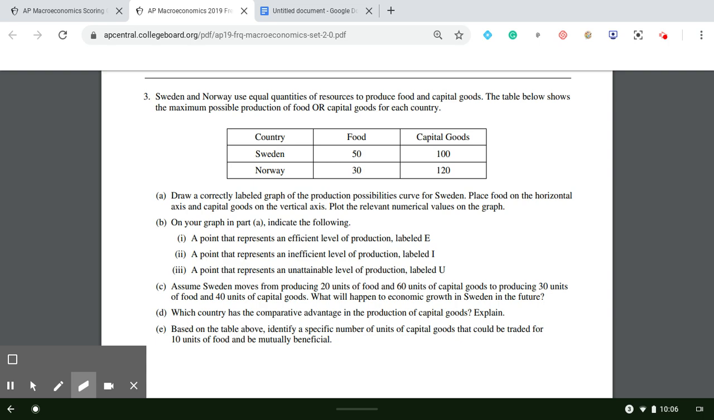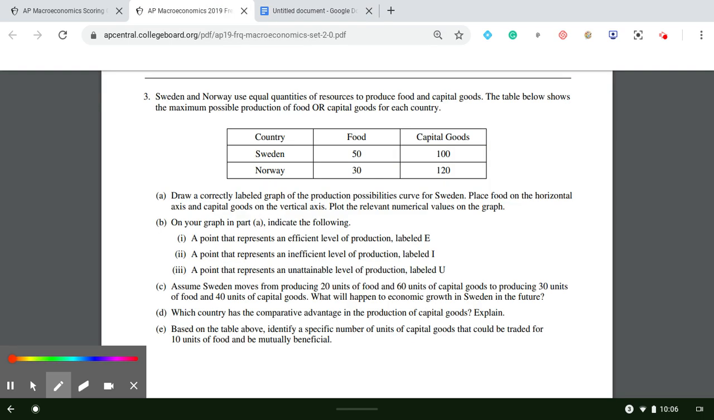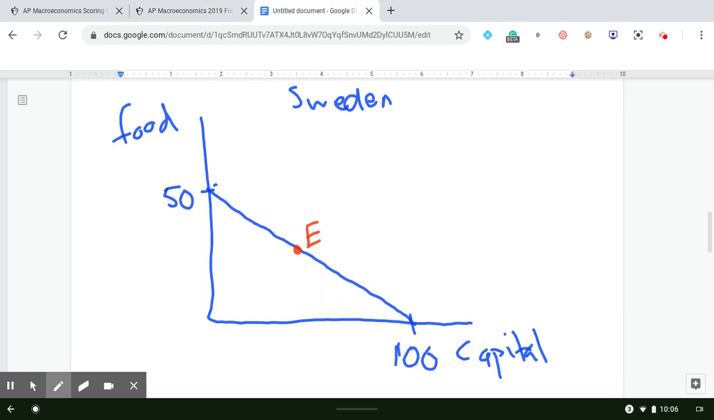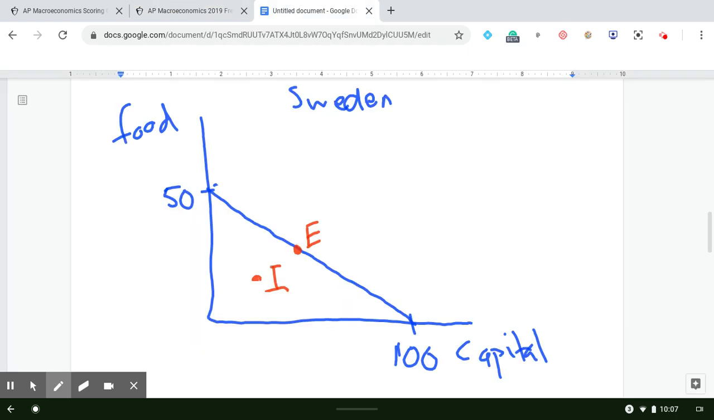Okay. On your graph in part A, indicate the following: a point that represents the efficient level of production, E. Efficient means that we're along the curve. We're fully utilizing our resources. Inefficient, we're not fully utilizing our resources, so we're going to be inside the curve. So we're going to label that I. And then U is impossible. So that's outside the curve. So anywhere outside the curve.